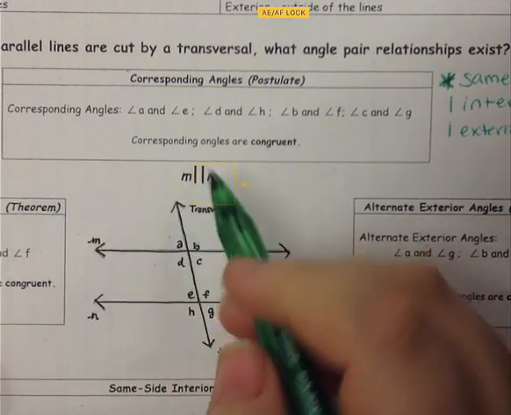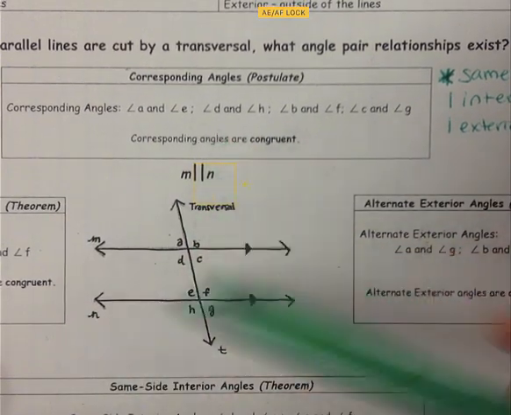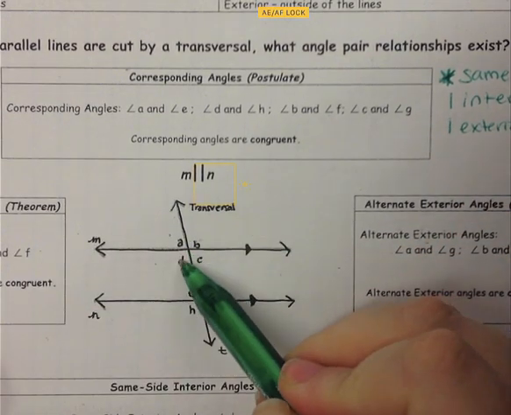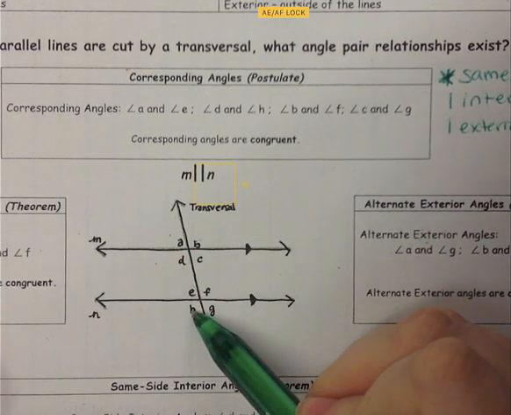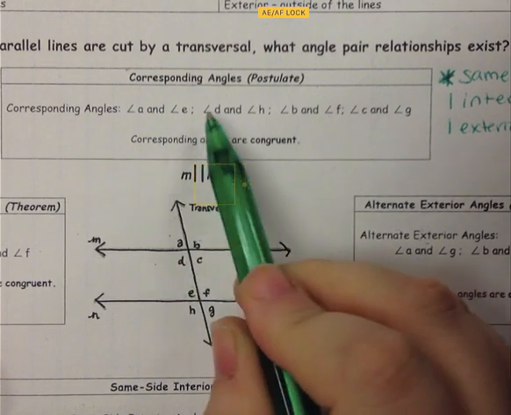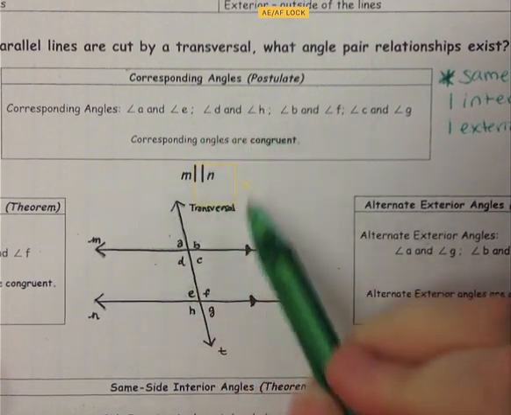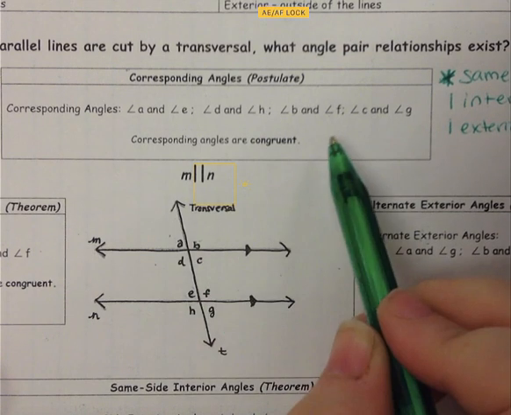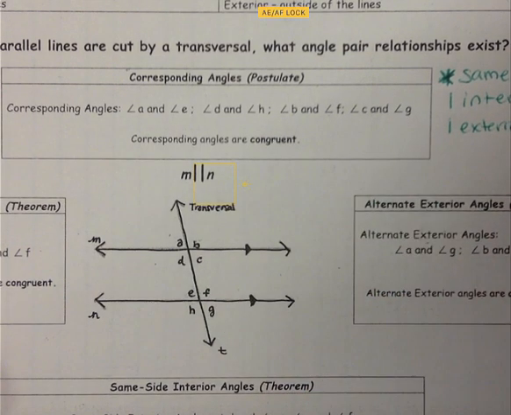So corresponding angles are in the same location, just on different parallel lines. So if we say bottom left, we go bottom left, D and H. D and H are corresponding angles. Bottom right, C and G. C and G are corresponding angles.